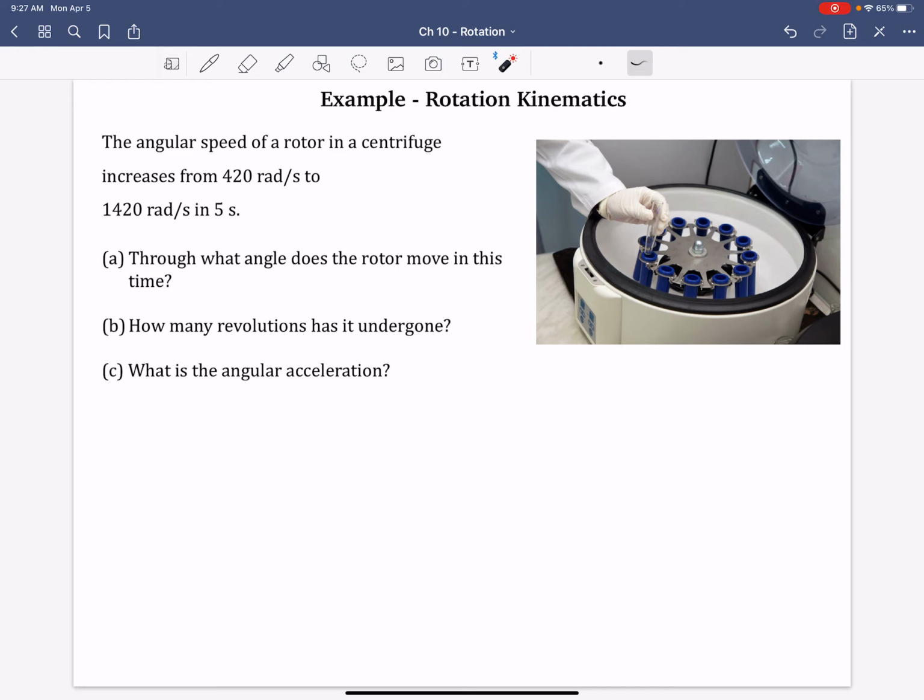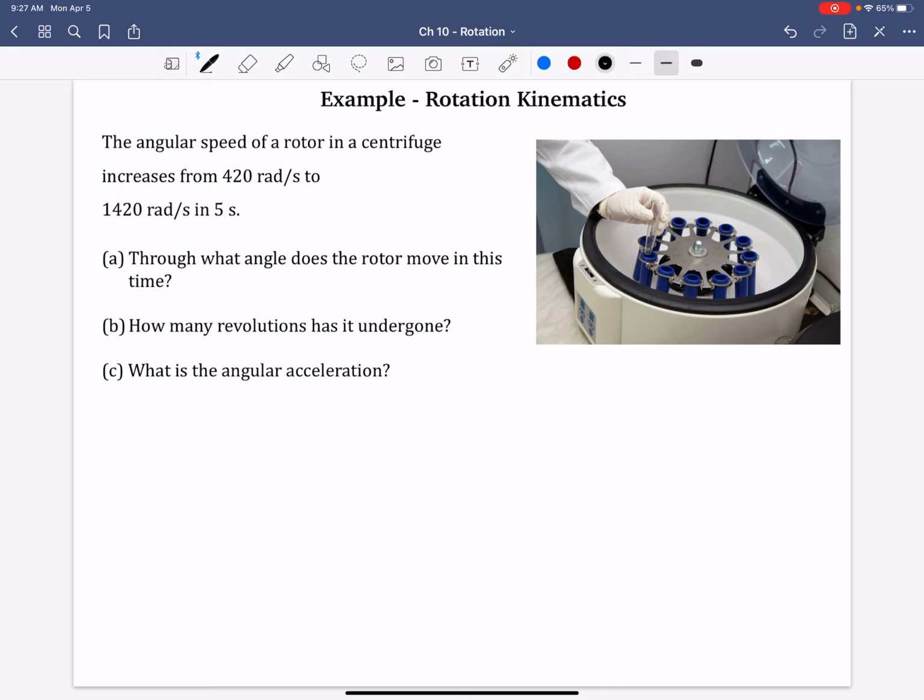So the angular speed of a rotor, so this silver contraption, in a centrifuge increases from 420 radians per second to 1420 radians per second in 5 seconds. So, part A here, through what angle does the rotor move in this time? So what's the angle? What's the total angular distance, in other words?